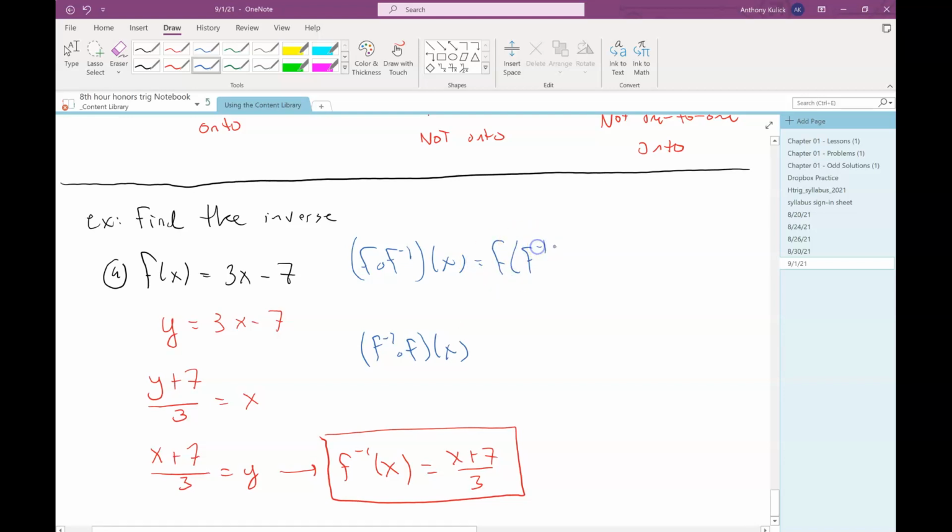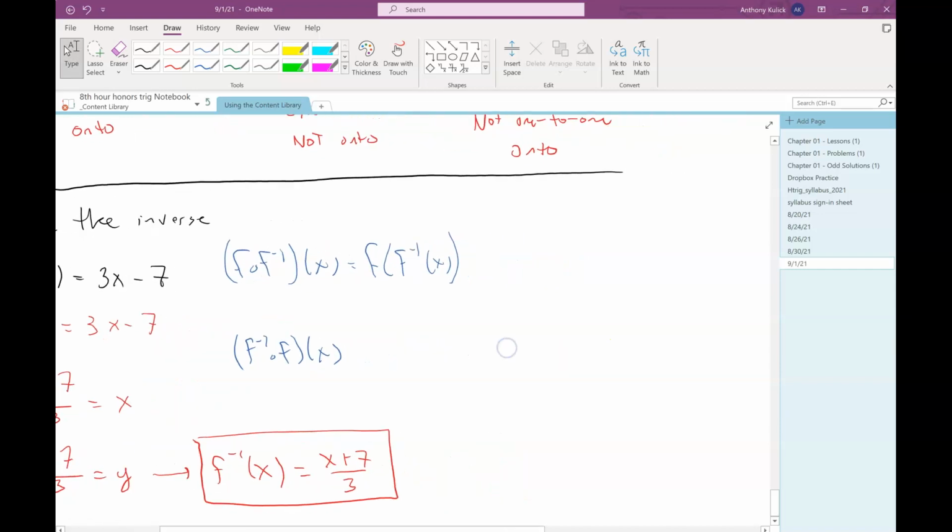So our definition of composition says that f compose f inverse of x is f of f inverse of x, excuse me. In our situation, f inverse is (x plus 7) over 3. If I do f of that, I'm going to plug that (x plus 7) over 3 in place of x into my function f. So I'm going to have 3 times, instead of x, I'm going to write (x plus 7) over 3. And then I have my minus 7.